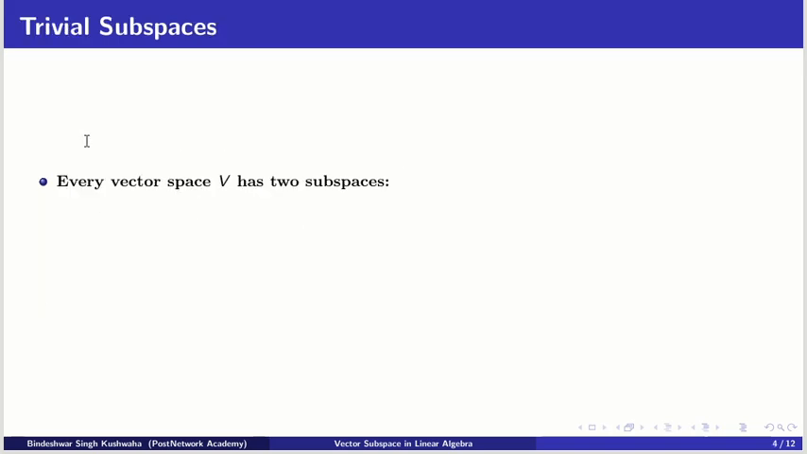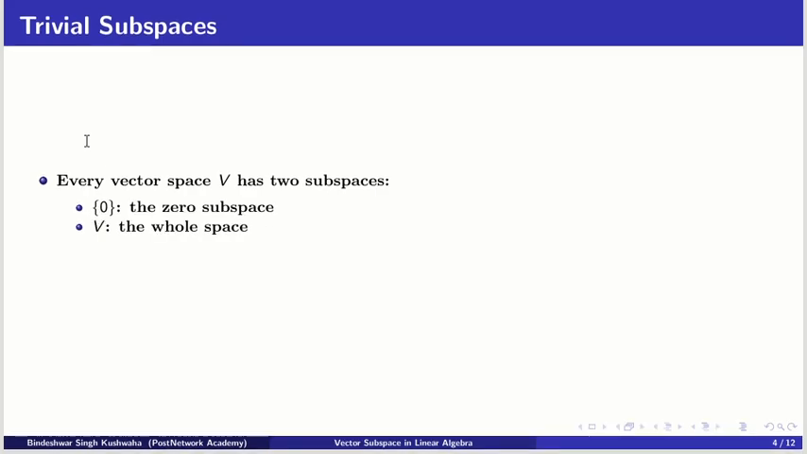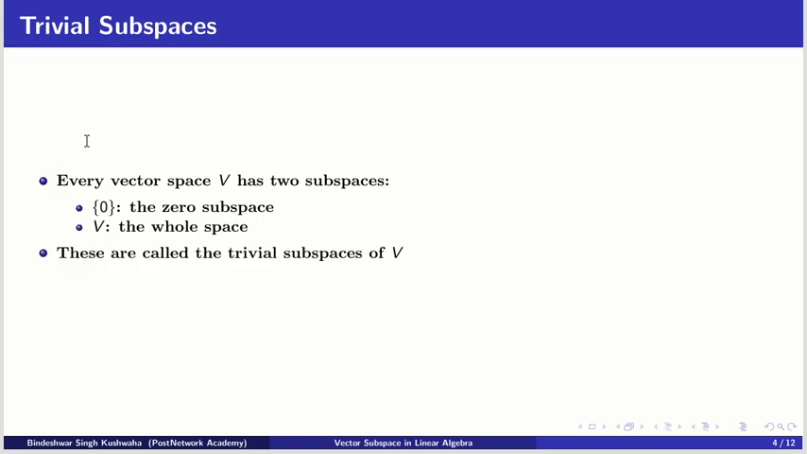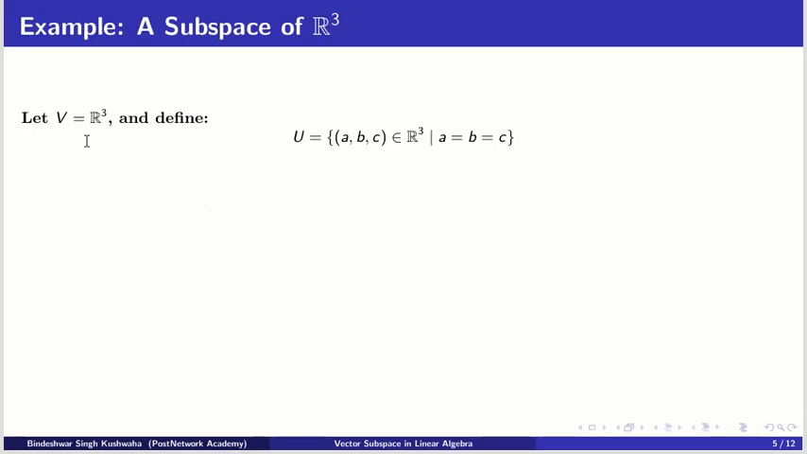Now there are trivial subspaces. Every vector space V has two subspaces that you can say are trivial: 0, the zero subspace, and V, the whole space. These are called the trivial subspaces of V.